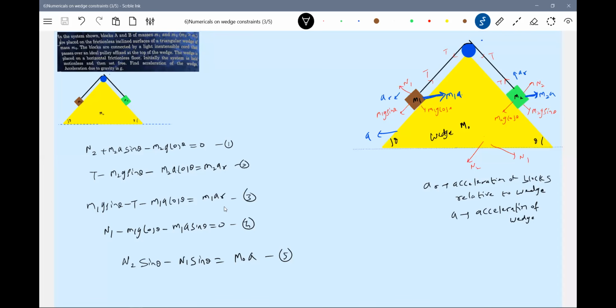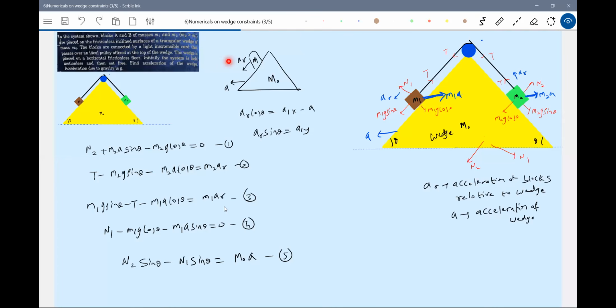I think this is something very important. Treat it as if there's a wedge. First look only at the block M1. This is the acceleration AR and this is A. So the acceleration component AR cos theta should be equal to A1x minus A. This is the acceleration of the block with respect to ground along the x-axis. Similarly, AR sin theta equal to A1y. Hope everyone is able to understand. AR is the acceleration of the block with respect to the wedge along the incline. Its component AR cos theta is the acceleration of the block with respect to the wedge along the x-axis, which equals the acceleration of the block with respect to ground along the x-axis minus the acceleration of the wedge. Try to see the signs now.